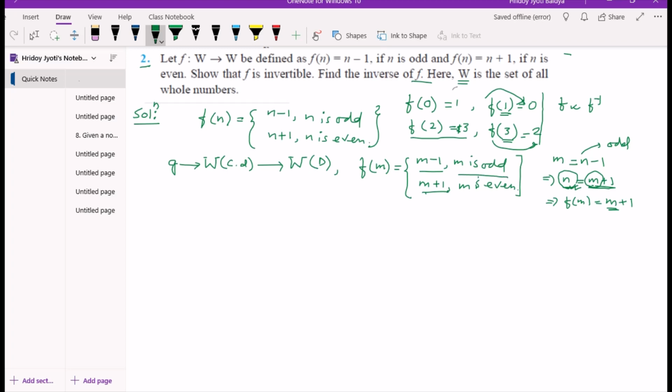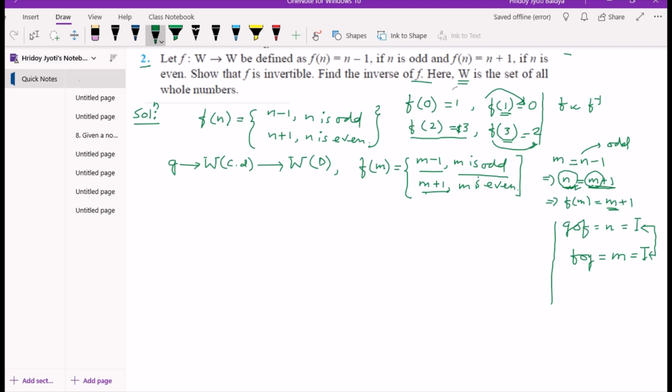Our aim now is to find z of f composition and show it is equal to n, which is an identity function, and to show f of z is equal to m, which is also an identity function. If both compositions become identity functions, we can declare that z is the inverse of f. That is the aim. Let us execute it now.